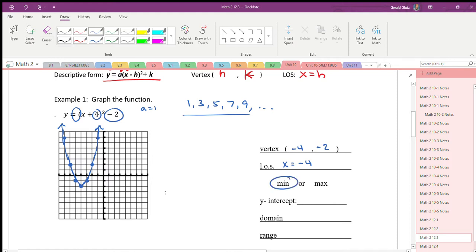And then what's the y-intercept? Well, we can't really see it on the graph, so that means I'm going to have to plug in 0 into x. So if x is 0, 0 plus 4 squared minus 2. So I get 4 squared minus 2. 4 squared is 16. Minus 2 is 14. So our y-intercept would be (0, 14).